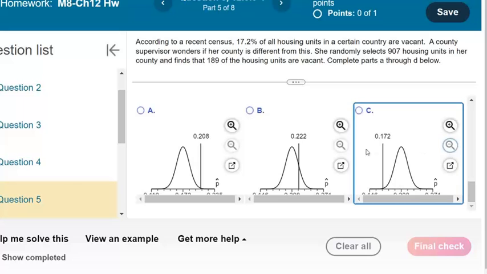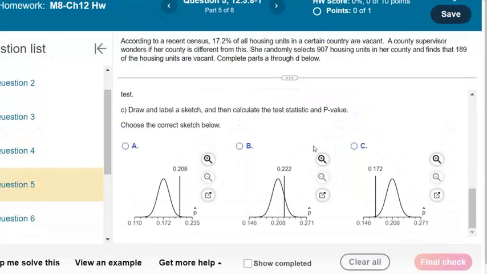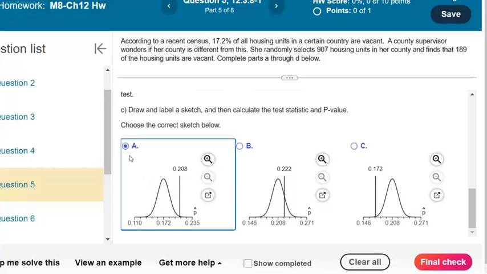I guess I can't zoom out. Maybe I can do this. There we go. So remember what we said at the beginning. We're always assuming that this is true, that 17.2% is the amount of abandoned or unoccupied housing units. Okay, so this is the only one that has the distribution centered at our assumption.